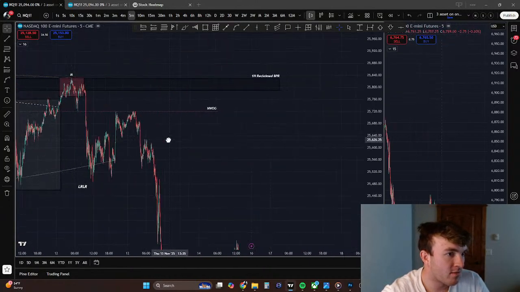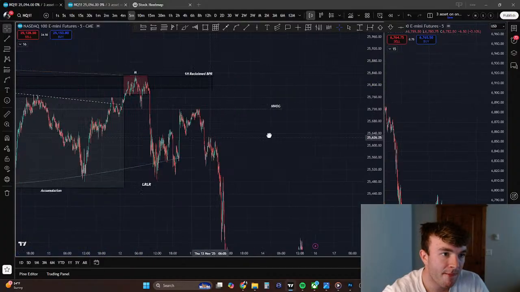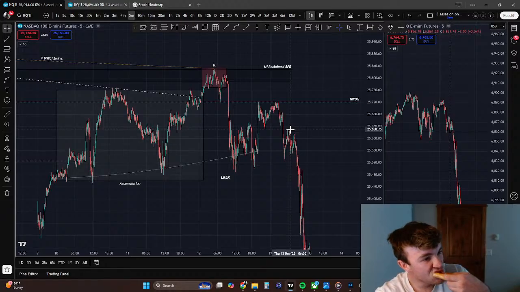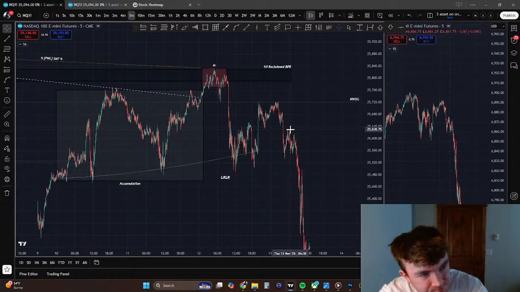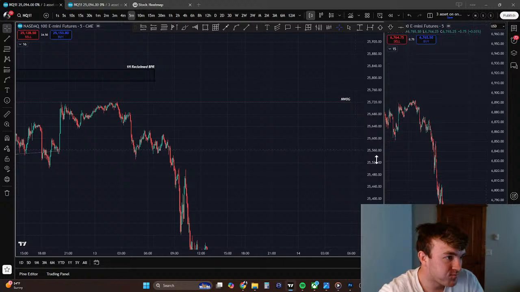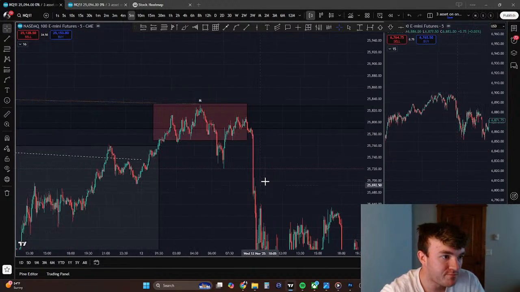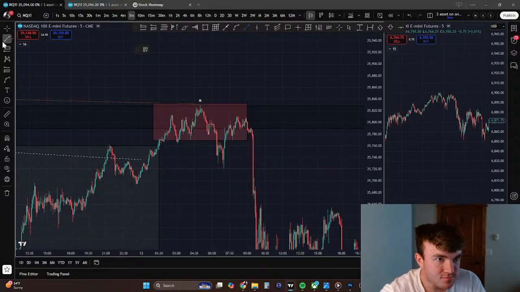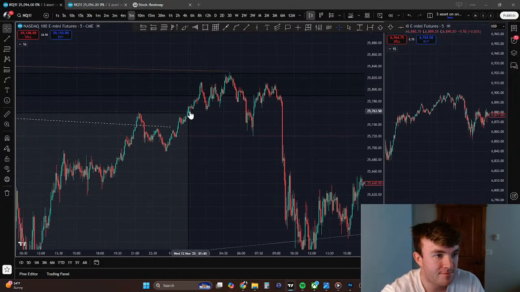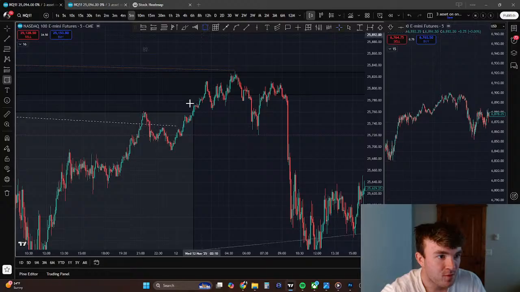So, 1 hour reclaimed BPR. What do you align the 1 hour key level with? A 5-minute change in state. So we have high time frame AMD, low time frame AMD. Here's the low time frame one.